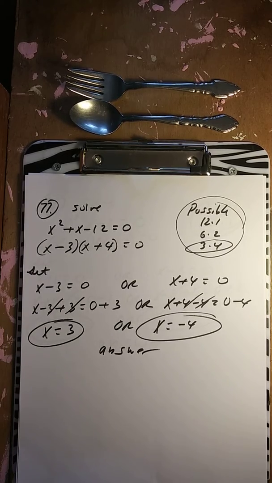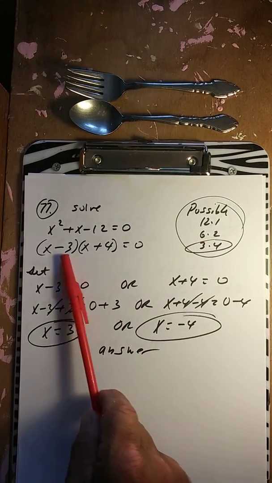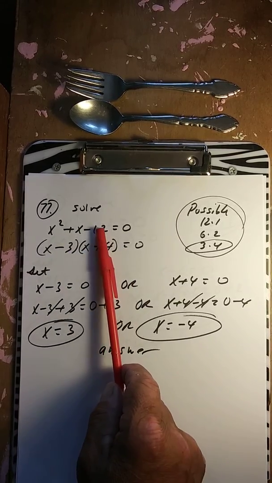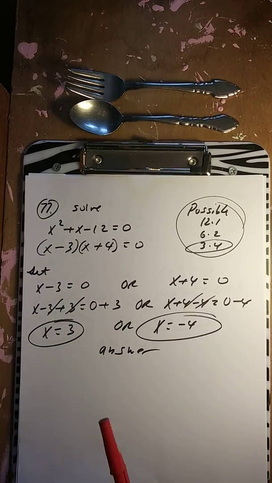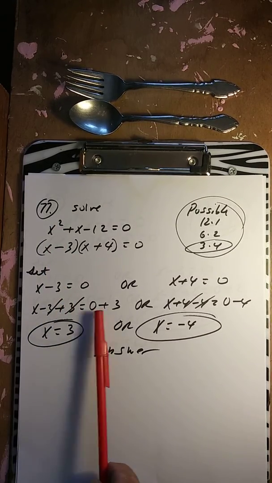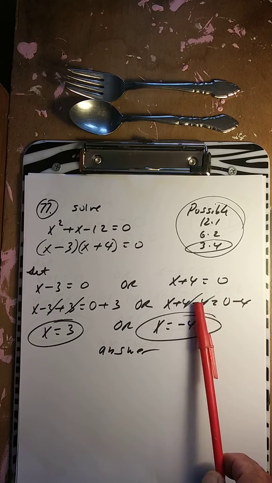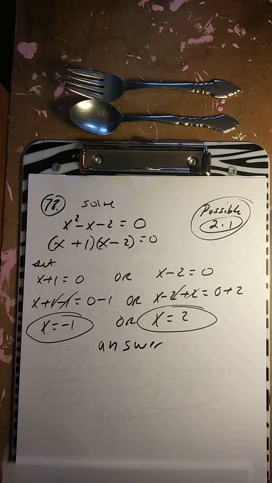x squared plus x minus 12. So 12 times 1, 6 and 2, 3 and 4. I say 3 and 4. x minus 3, let's check this and see if it works. Negative 3 times 4 is negative 12, yes. 4 minus 3 is 1, and x times x is x squared, so it's correct. x minus 3 equals 0, plus 3, plus 3, so x is 3. x plus 4 equals 0, minus 4, minus 4, so x is negative 4. So 3 and negative 4, the answer.